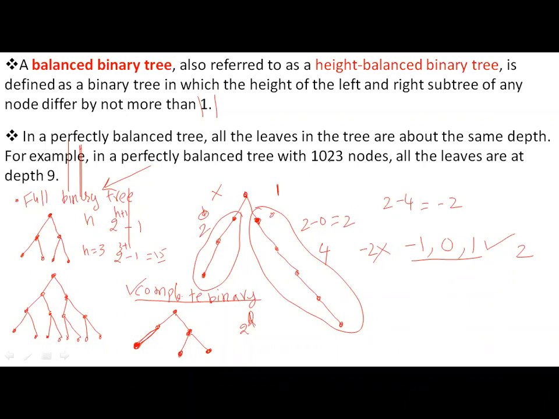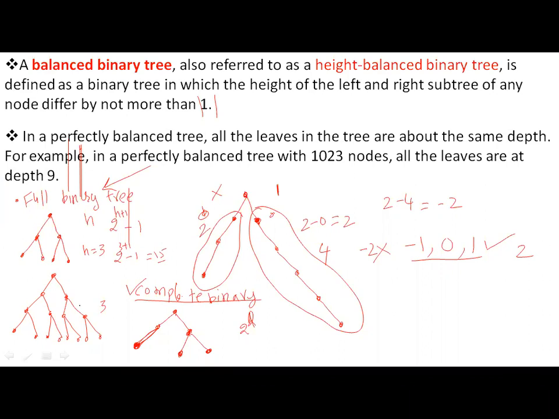Perfectly balanced tree with 1023 nodes. All the leaves are at depth 9. Okay, now see here. This is a perfectly balanced tree. So in a perfectly balanced tree, let's take, what is the depth of this tree? What is the depth of this tree? So this is 0, 1, 2, and 3. Depth of this tree is 3.